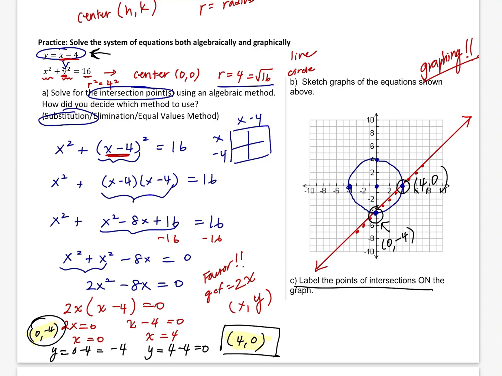Okay. So at this point, the major part that you want to be able to do is graphing. I think being able to graph a circle and a line and find the intersection points would be the most important skill that you want to be able to fully understand. And then this algebra part, we can definitely review that more.